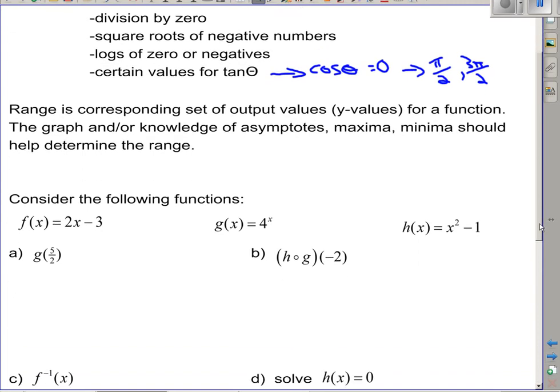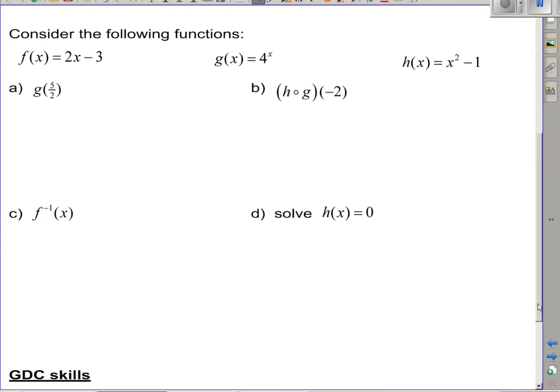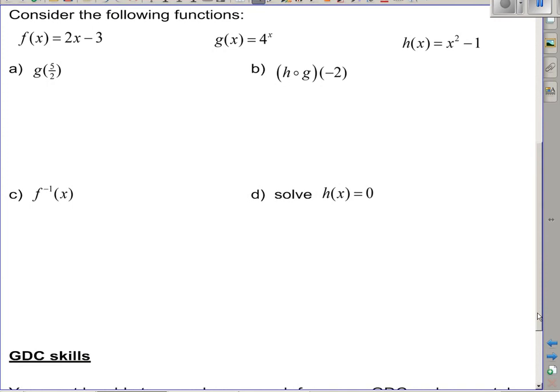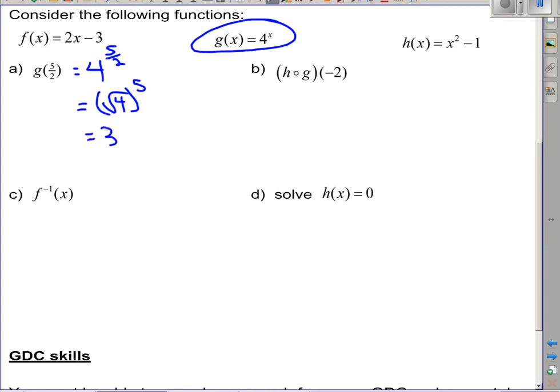We're going to get to work with some basic functions here, f of x, g of x, and h of x. So if I want g of 5 over 2, that's just telling me to put in 5 over 2 for x in the function g of x. So 4 to the power of 5 over 2, we should know that that means the square root of 4, all to the power of 5. So 2 to the power of 5 would be 32.